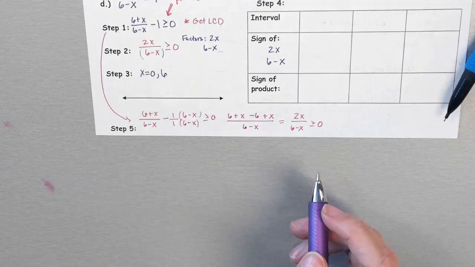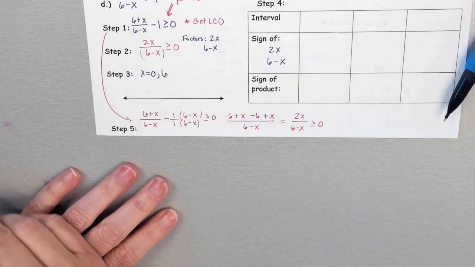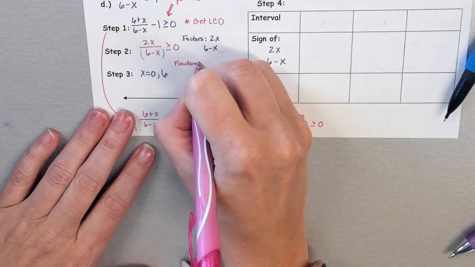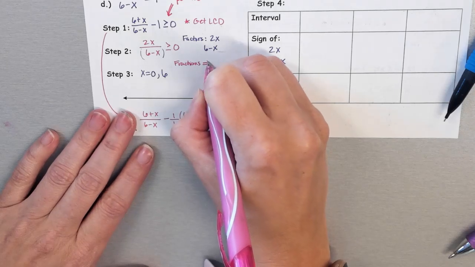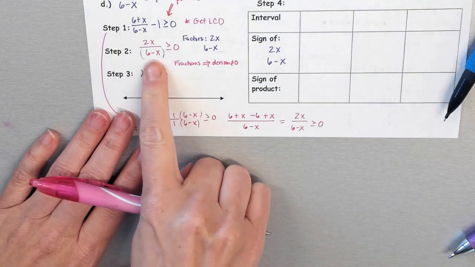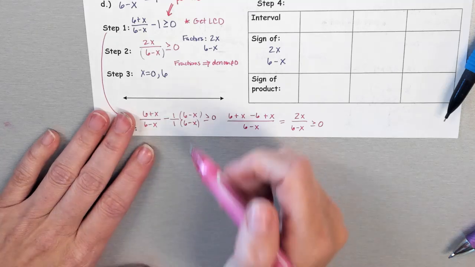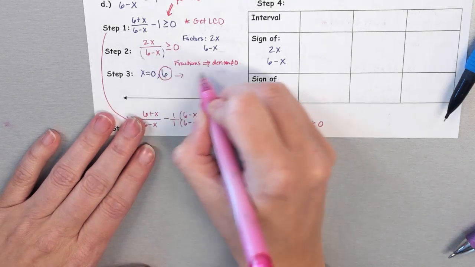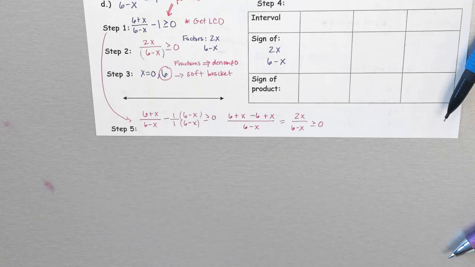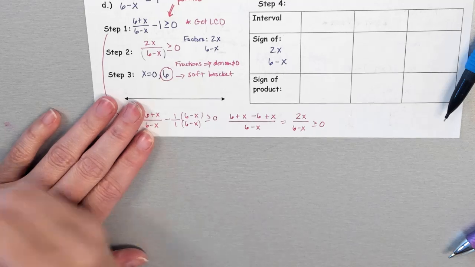There's one thing we also have to keep in mind. Because this is a fraction, remember that fractions can't have what? Fractions can't have the denominator equal to 0. So for 6, see how that would make the denominator 0? So we can't use a hard bracket for that. It has to be a what? Yep. So we're going to do a soft bracket for this one. And then for 0, you're going to have the hard bracket.